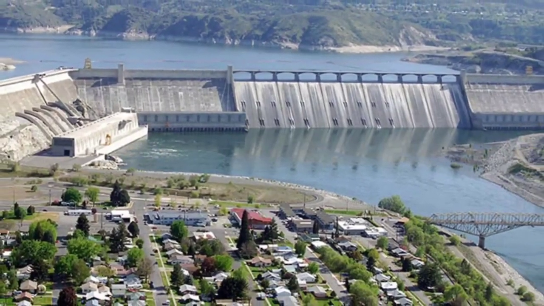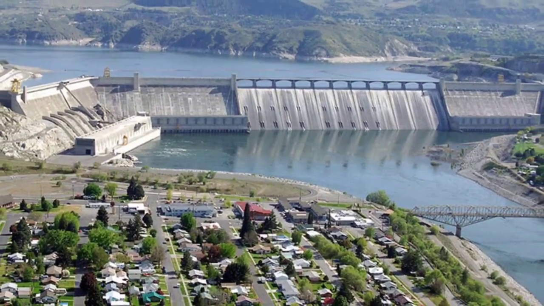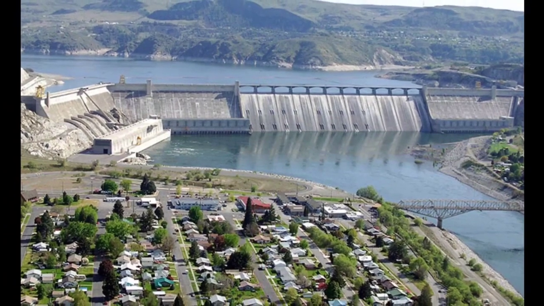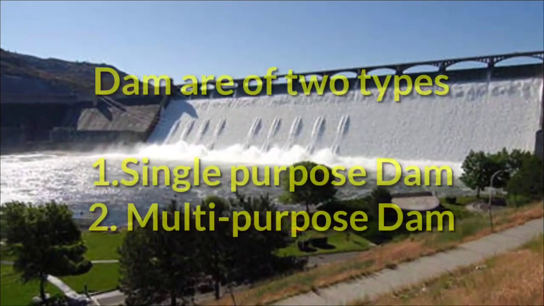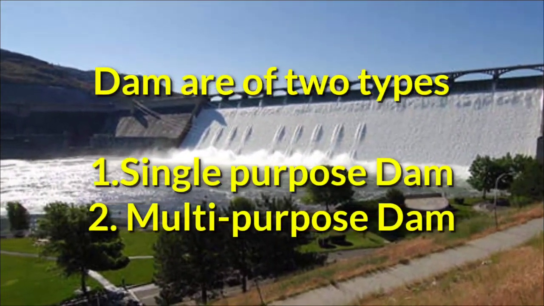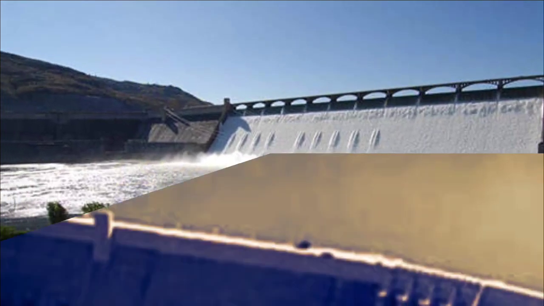Dams generally serve the primary purpose of retaining water, while other structures such as floodgates and dikes are used to manage and prevent water flow to specific land regions. Dams are generally specified as single-purpose dams or multi-purpose dams.